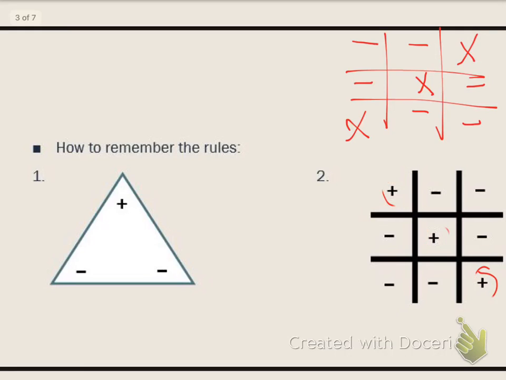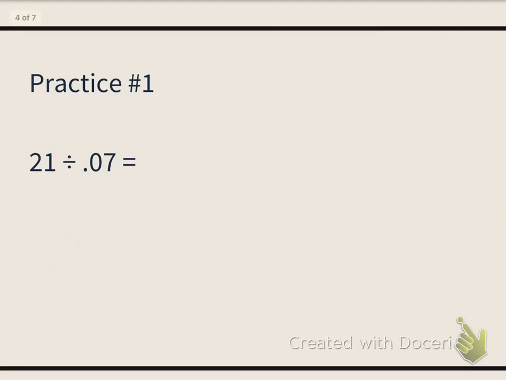So a positive times a positive is a positive, right? A positive times a negative is a negative. Negative times negative is a positive. Negative times positive is negative. So these are just a couple different ways that you can remember. Choose your preference. I know us as teachers, we choose whatever we like in our classrooms. So let's do some practice problems over this.